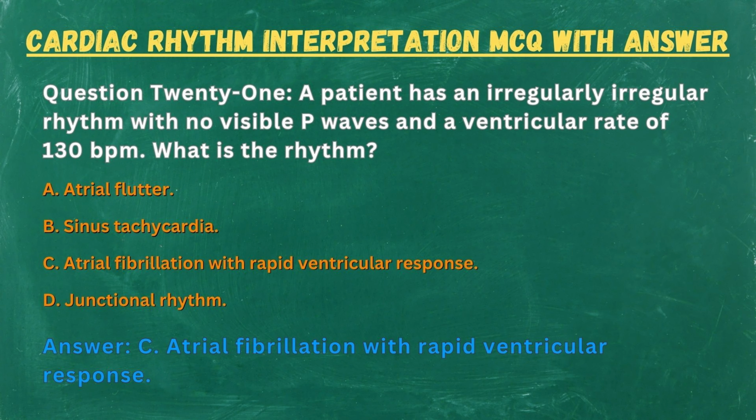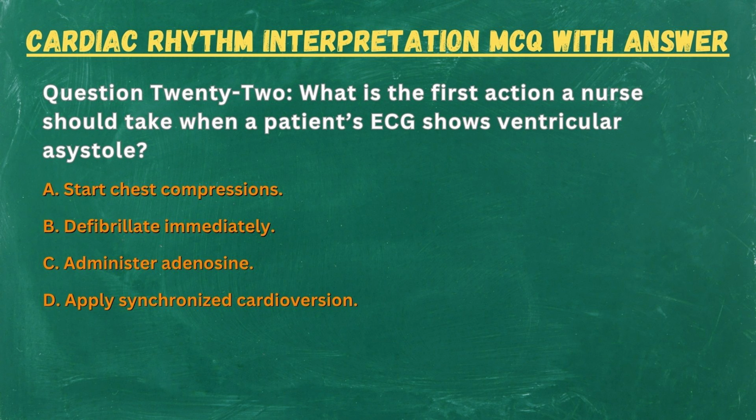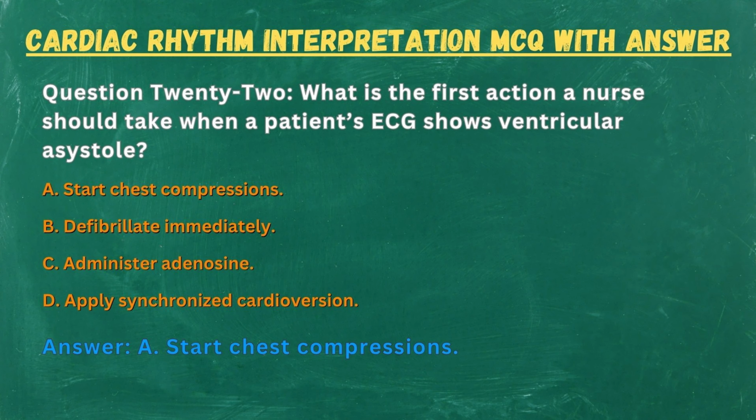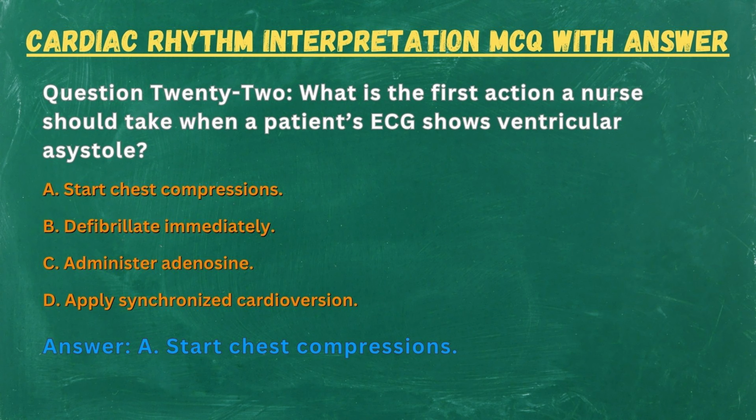Question 22. What is the first action a nurse should take when a patient's ECG shows ventricular asystole? A. Start chest compressions. B. Defibrillate immediately. C. Administer adenosine. D. Apply synchronized cardioversion. Answer: A. Start chest compressions.